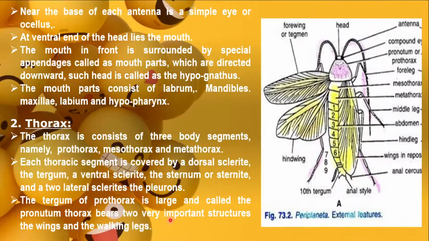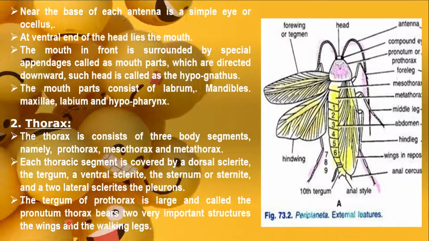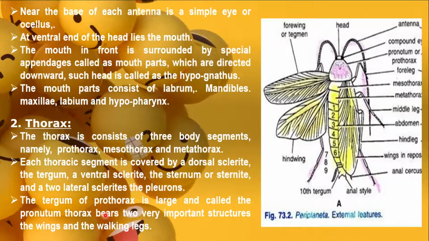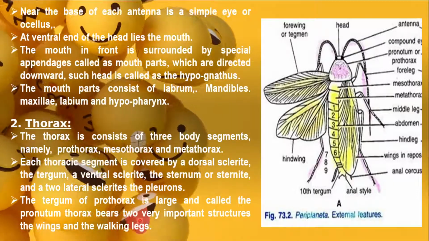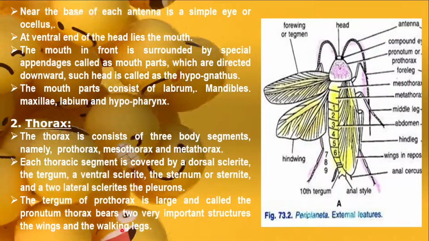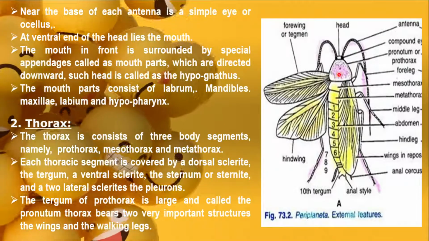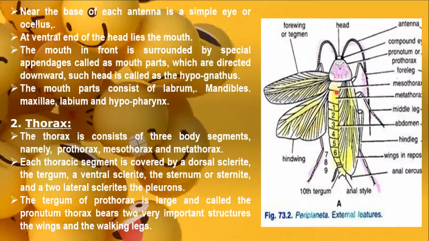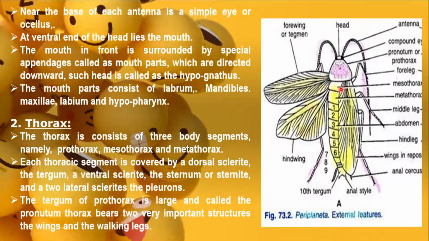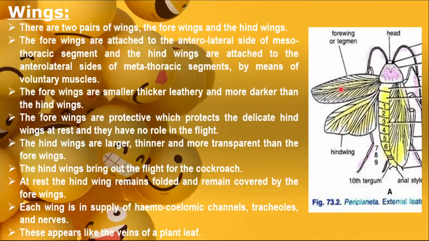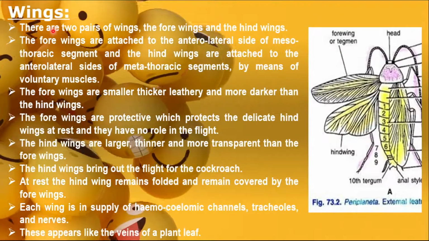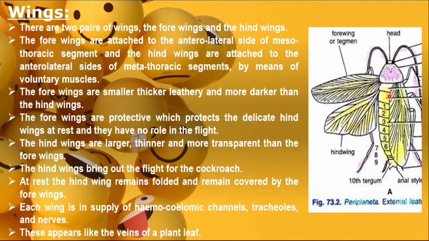Thorax bears two very important structures, the wings and the walking legs. This pronotum is large and bears two very important structures, the wings and the walking legs. Wings and walking legs are attached to the thoracic segments. Now wings, the appendages which are attached to the thoracic segment.